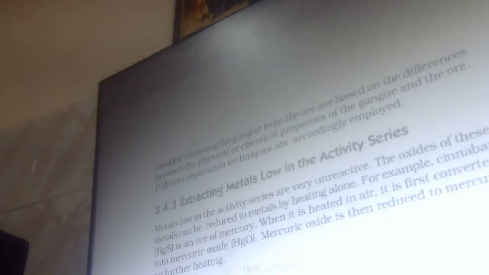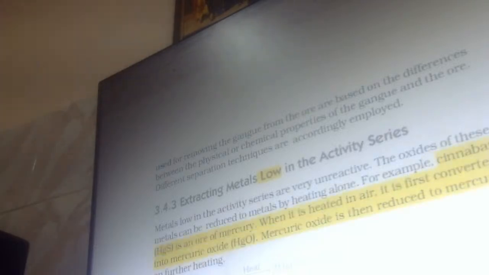Now, for low reactivity metals, which are reduced by heating alone, there is roasting or calcination. Roasting is for sulfides and calcination is for carbonates. Roasting is done in excess of air, and calcination is done in less air.